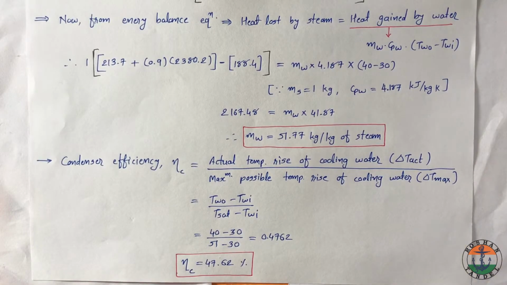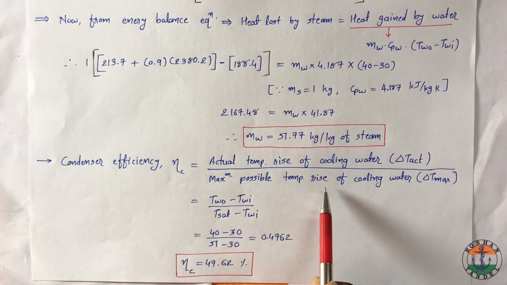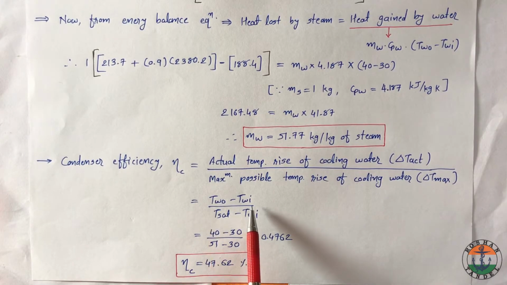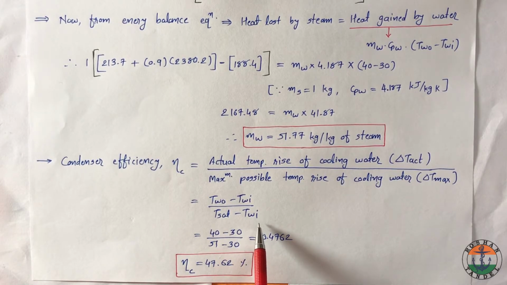Condenser efficiency is the ratio of delta T actual divided by delta T max, which means actual temperature rise of cooling water divided by maximum possible temperature rise of cooling water. Actual temperature rise is given by TWO minus TWI and maximum possible temperature rise is given by T saturation minus TWI. So you will get 0.4162. From that, condenser efficiency is equal to 47.62%.